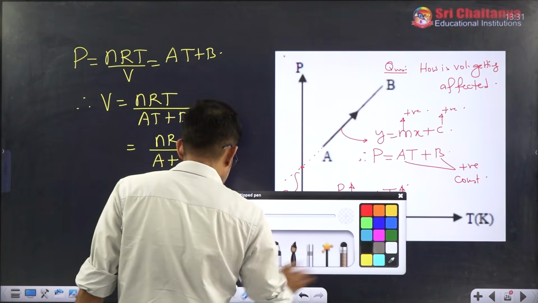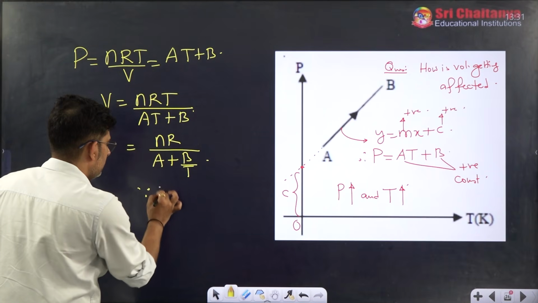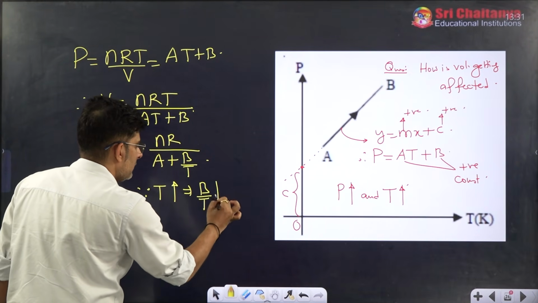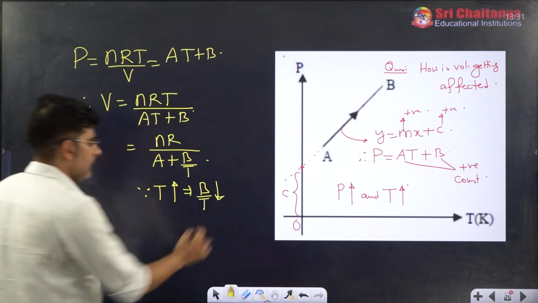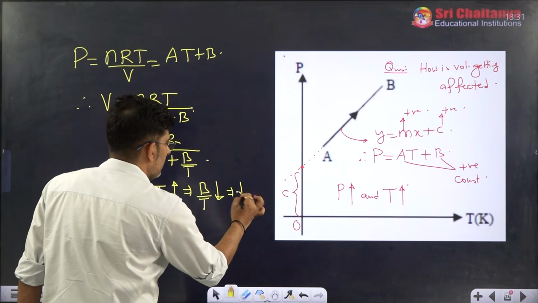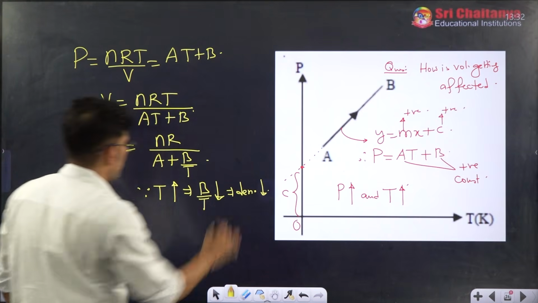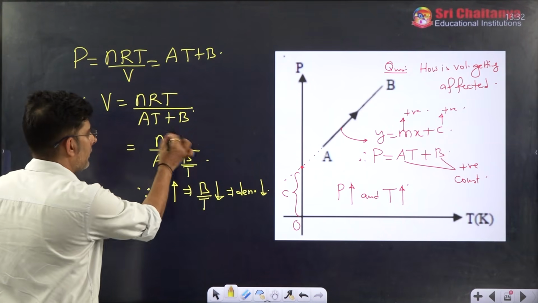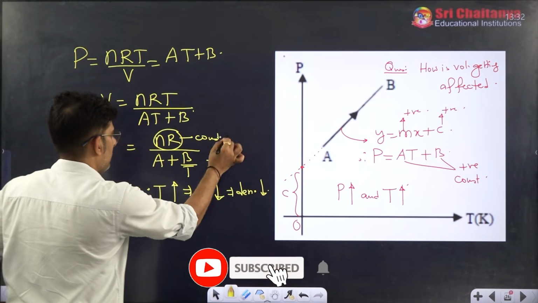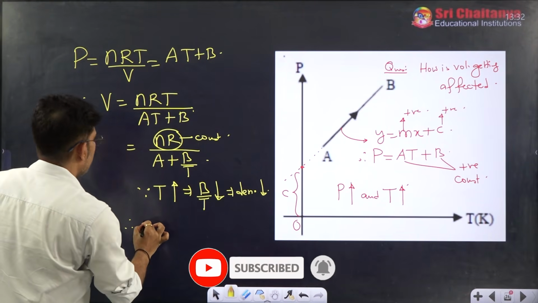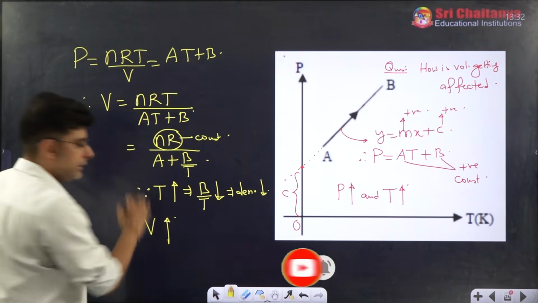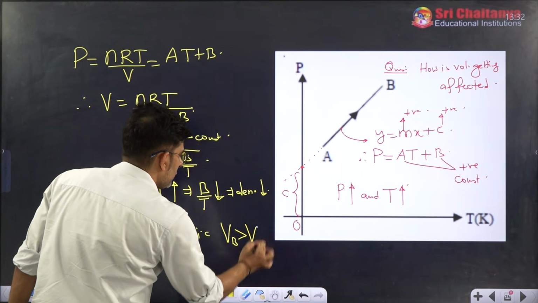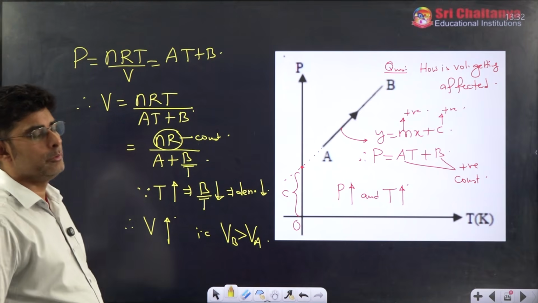So what is happening over here basically? Since temperature is increasing, B by T will decrease. In A plus B by T, the denominator will also decrease. The numerator NR is constant. So if the denominator is decreasing, volume will increase. That means we can say volume at B will be greater than volume at A. So this is how volume gets affected.